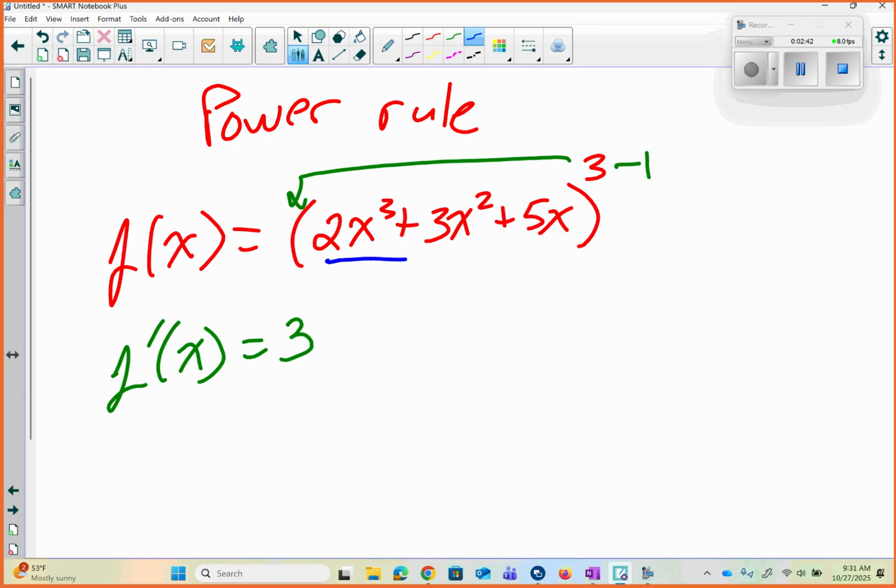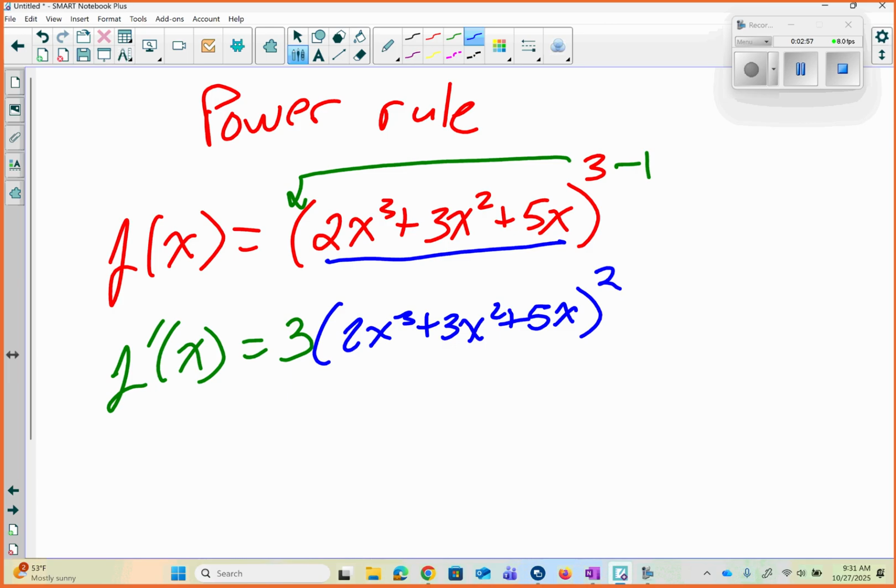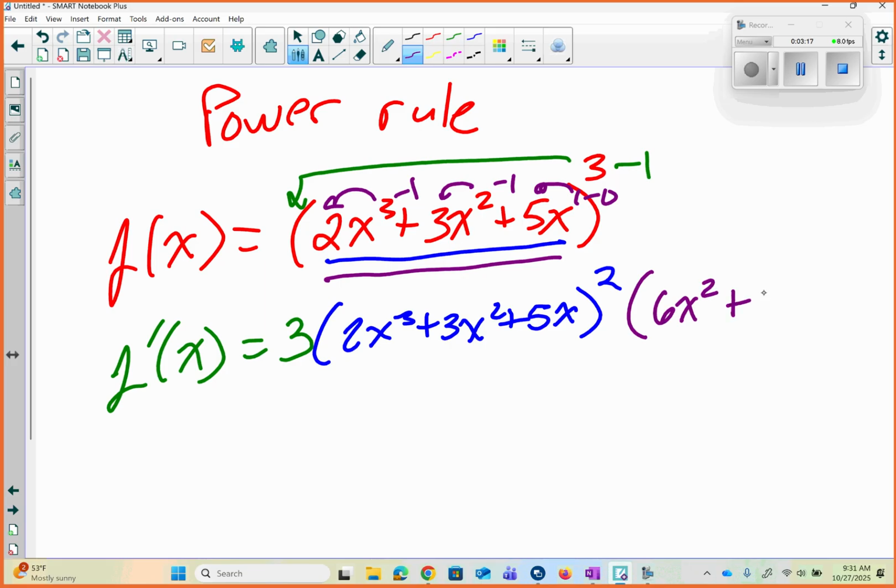The next thing is whatever you have in parentheses stays as is for right now. But then this is raised then to the second power. Okay? And then what you have to do is take the derivative of the inside, and that goes at the end. So the derivative, bring this down, minus 1, bring this down, minus 1, and this is x to the first, bring that down, minus 1. So that's going to give me 6x squared plus 6x, plus 5.